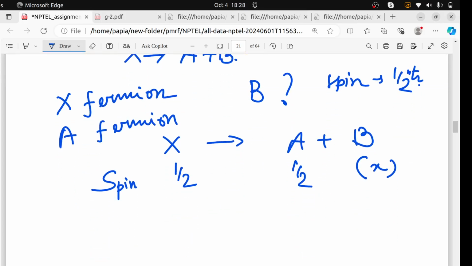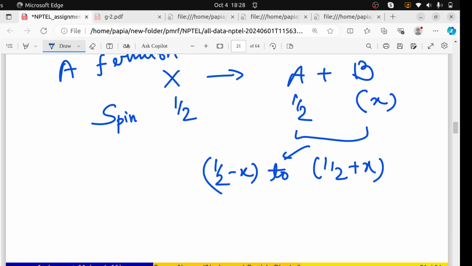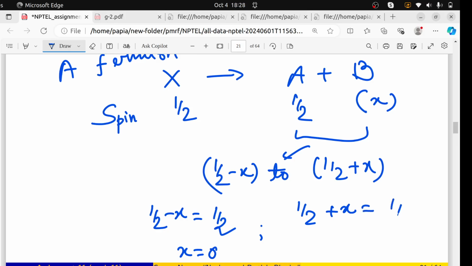Now, on the left hand side only one value is there, half. On the right hand side there is half and X. So the total angular momentum value will be like half minus X to half plus X. But it should equal half, because on the left hand side only one half value is there. So half minus X, let's say it should be half. I am taking that, then X is 0, right? Now again let's say half plus X, that should equal half.